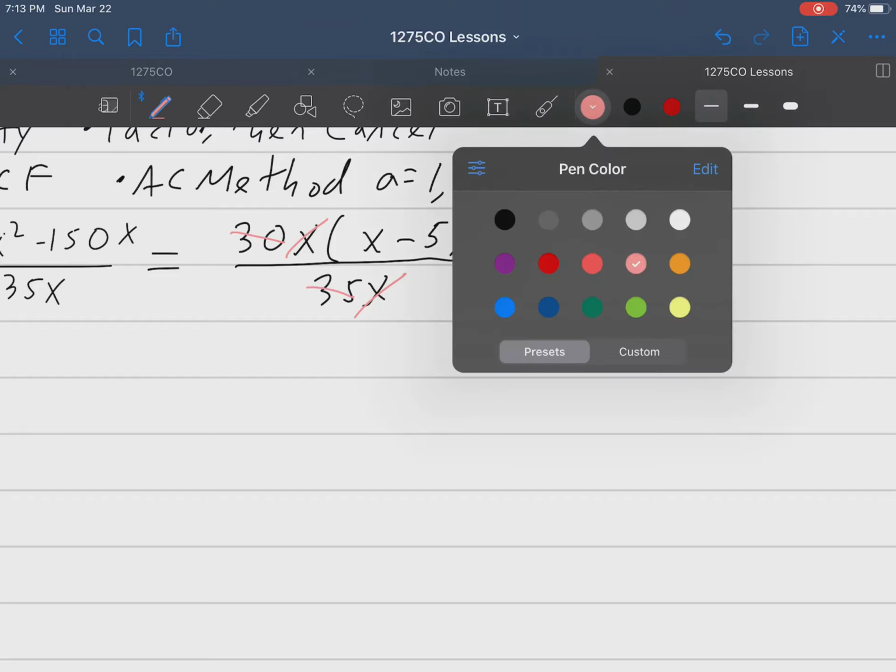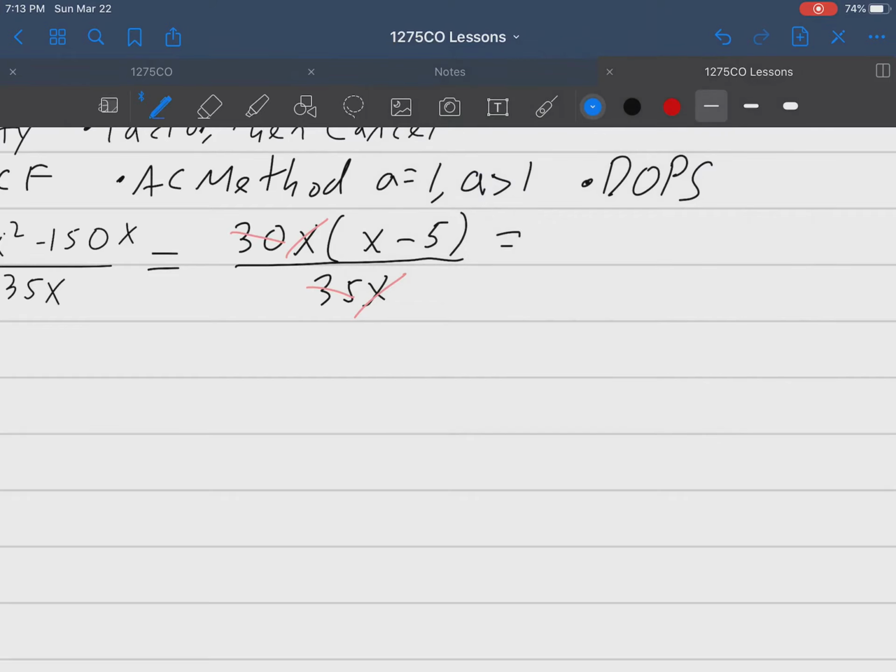And 30 over 35 can be reduced just like a regular fraction. Divide by 5, and that's equal to 6. Divide by 5, and that's equal to 7. So if we bring it all together, that's 6 times x minus 5 divided by 7. And this is your final answer. There is no need to distribute. Just leave it in factored form.